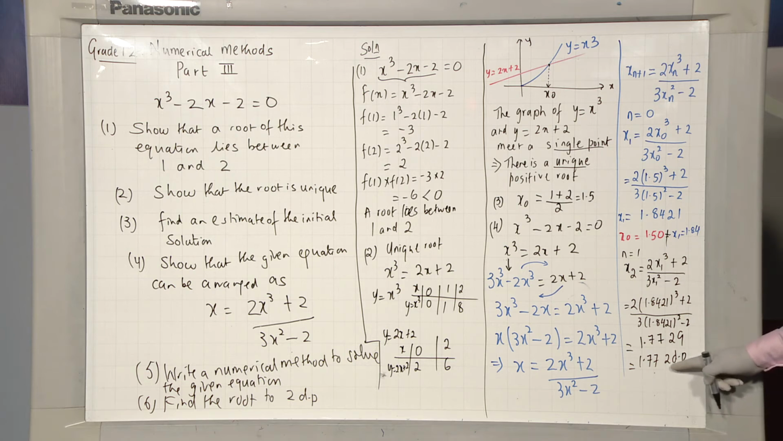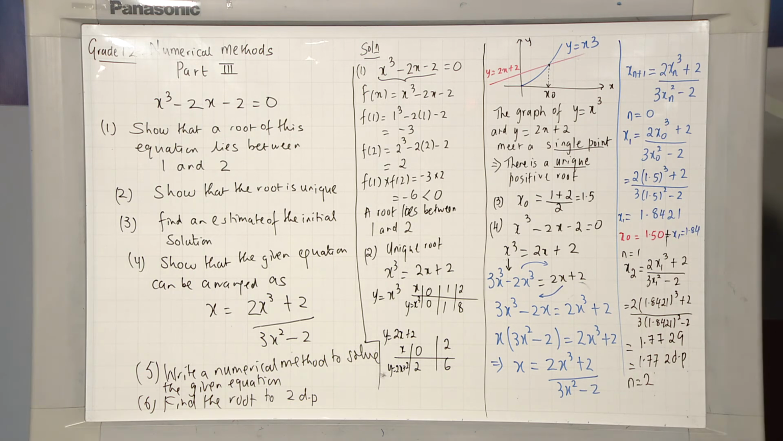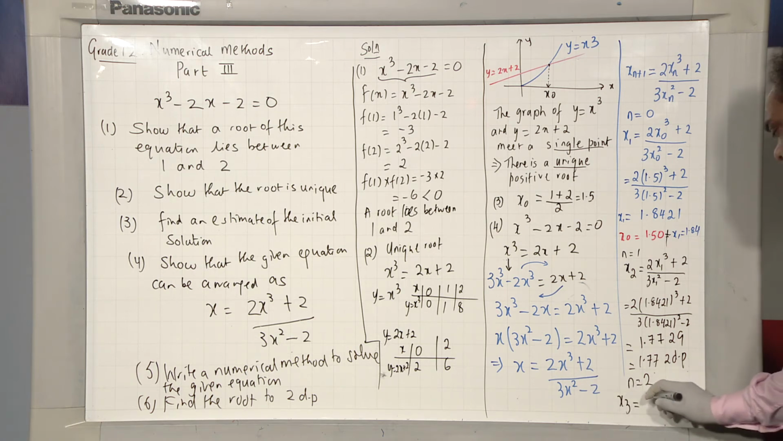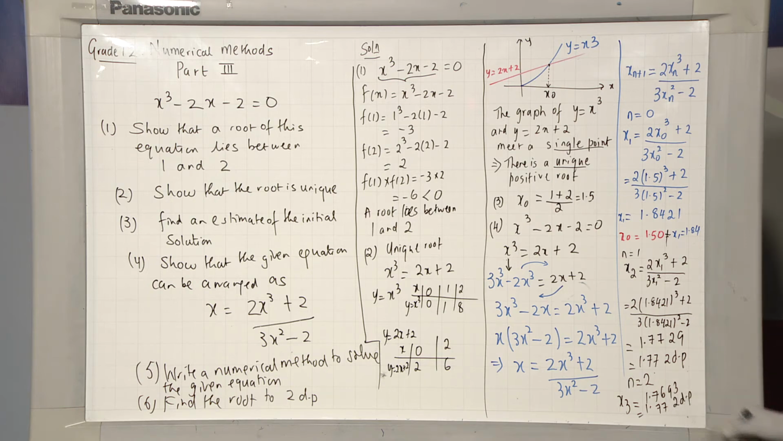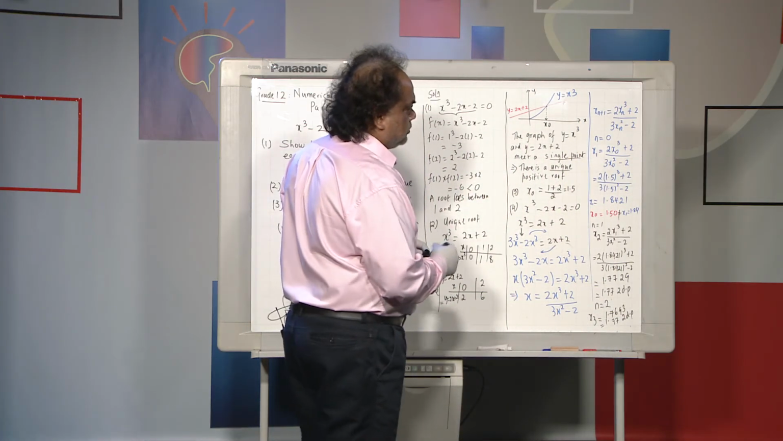What does that mean, therefore? I need to reiterate again. Replace n by 2. If you do that, you will have x3 as 1.7693, which is equal to 1.77 to 2 decimal places. Hence, the root is 1.77 to 2 decimal places.